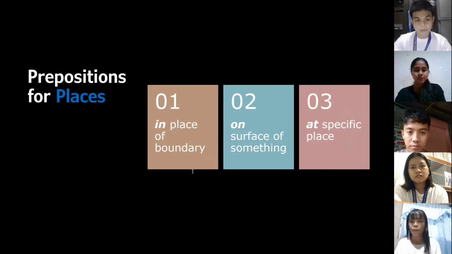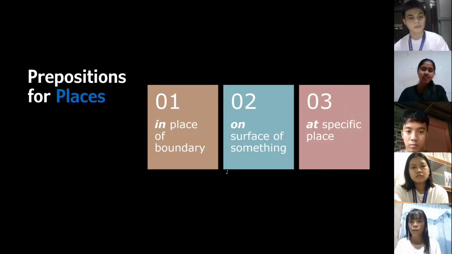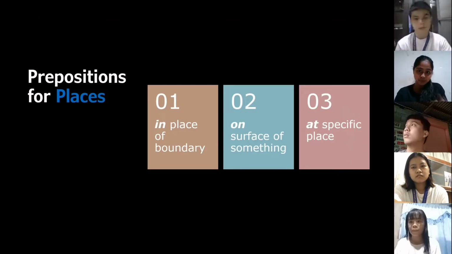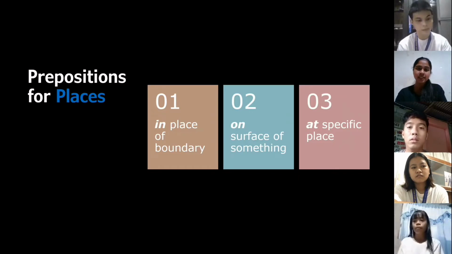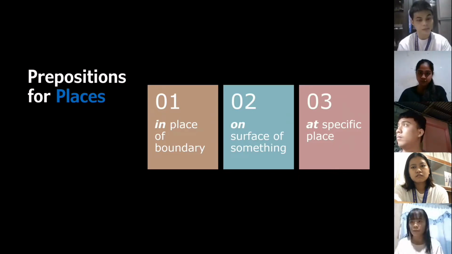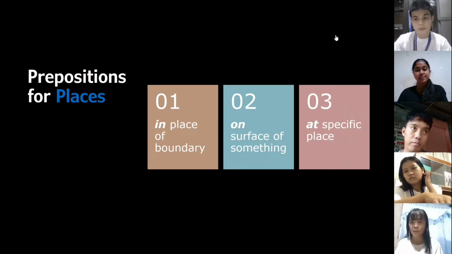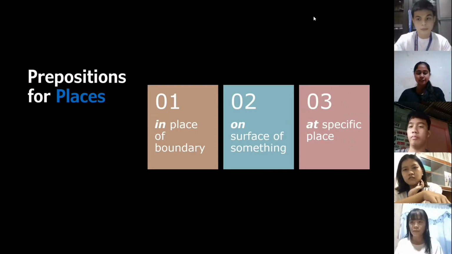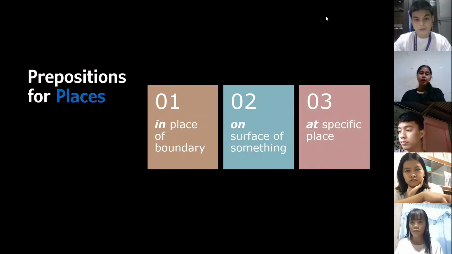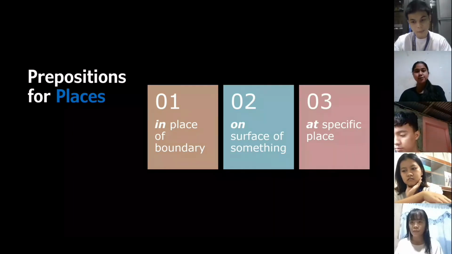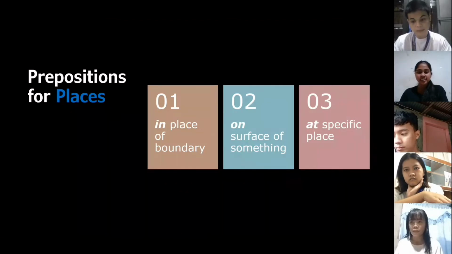So first, we have preposition in. In is used when one is placed where there is a boundary, inside. So next preposition is on. We use on to refer that something is placed on the surface. And lastly, at. At is used to refer to a specific point or a specific place. So in is for inside, while on is for surface, and at is for specific. Next slide, please.